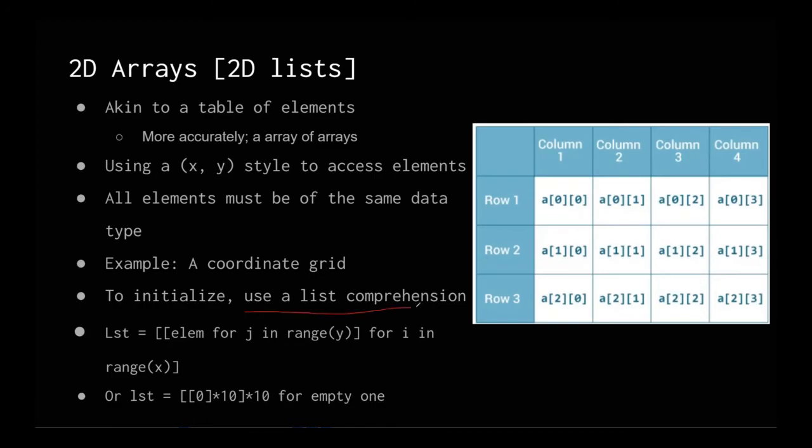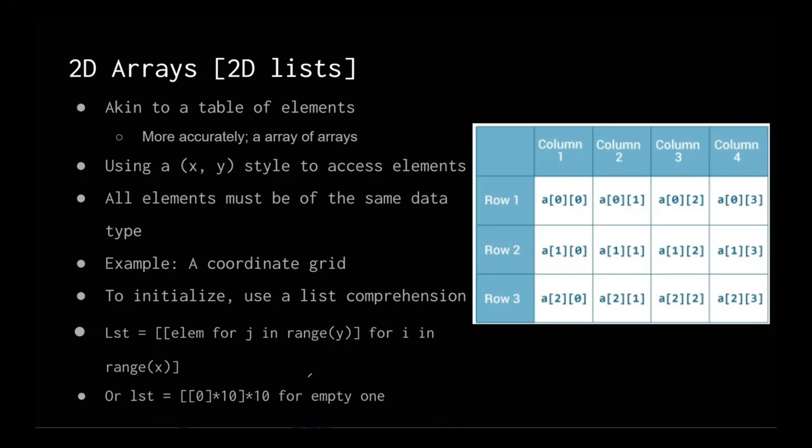So to initialize, you can do two things. You can either do a list comprehension, so element for j in range y, for i in range x, right? So you can basically enumerate every element using a list comprehension. This is probably Martin's favorite topic in Python. Or you can do list equals 0 times 10 times 10. Very simple. Let's say this would be 0 times 3 and then times 4, which is basically a 3 by 4 array. And that's really simple to do because you can input an empty array all with zeros or whichever element you want.